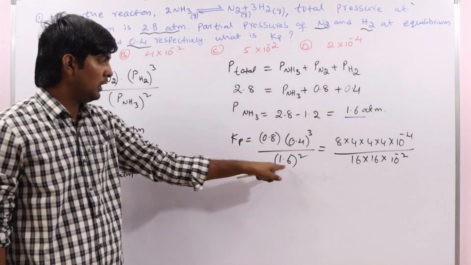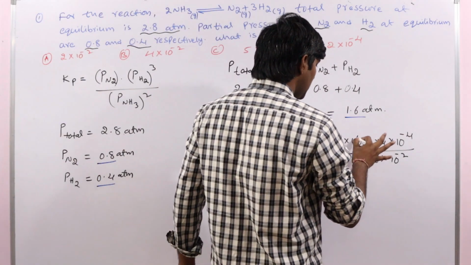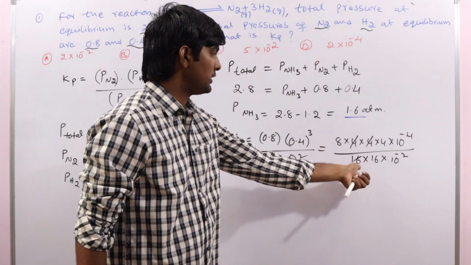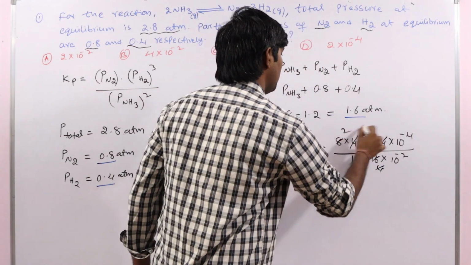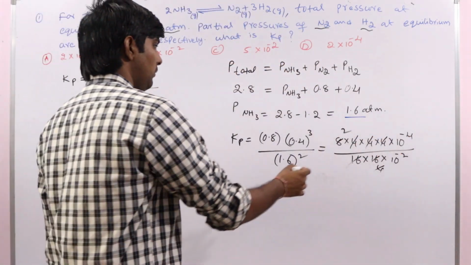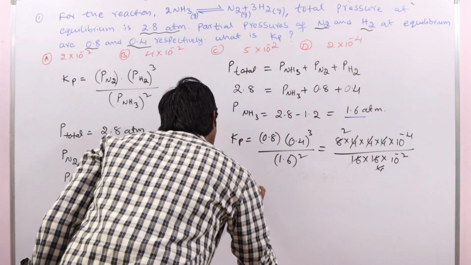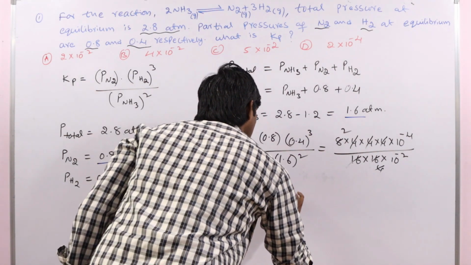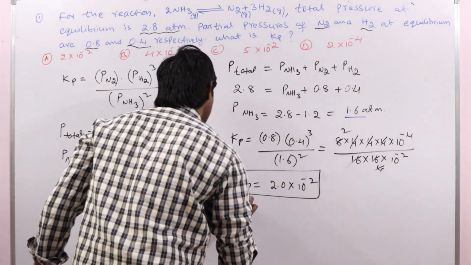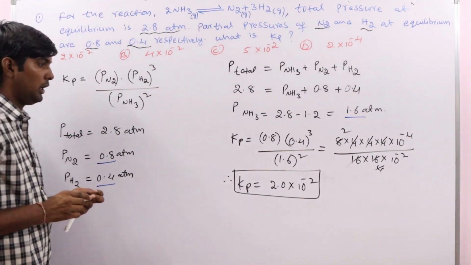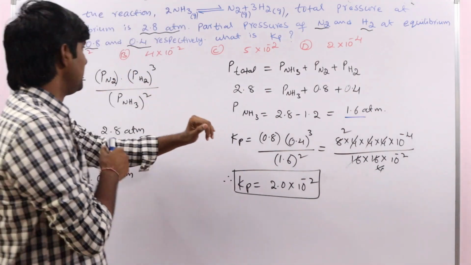1.6 we can write as 16 into 10 power minus 1 whole square, so that's why we get this. 4 4 16, 16 will get cancelled, and 4 8 by 4 two times. If this goes to the numerator, that becomes 10 power 2. Therefore Kp is equal to 2.0 into 10 power minus 2. This is the value of Kp, 2 into 10 power minus 2. Clear? Very simple.